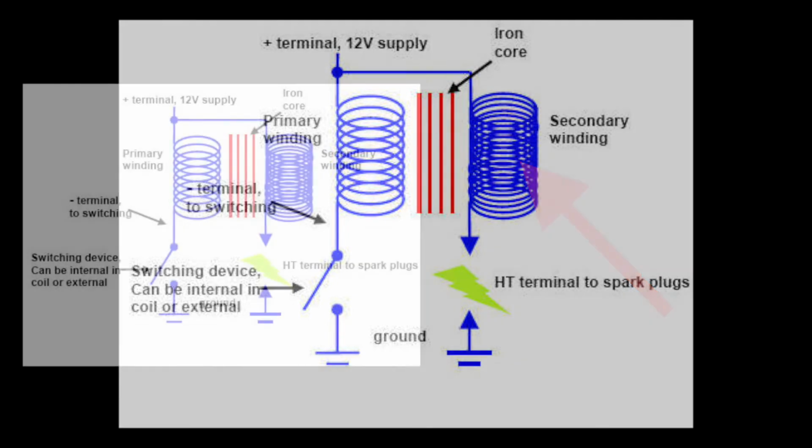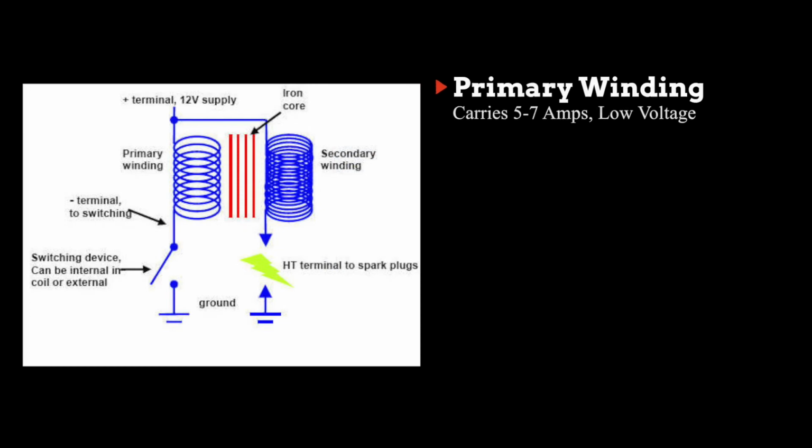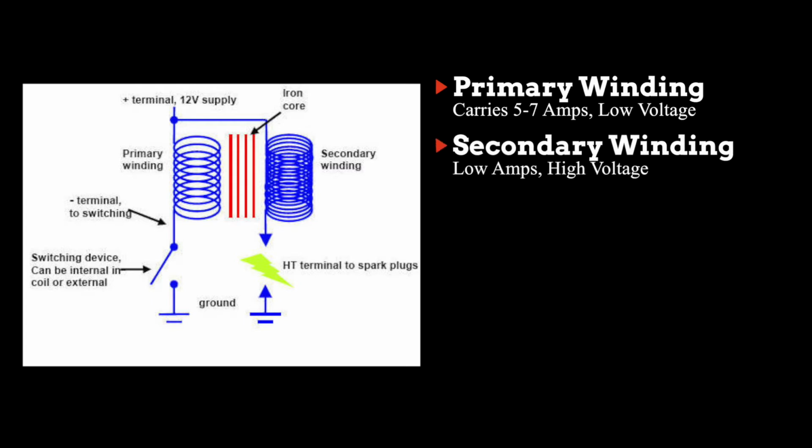Now, our primary coil is going to carry a high amperage, usually about 7 amps, but it's going to carry a low voltage. Our secondary coil is going to carry a high voltage, but low amperage. So typically it's going to carry around 30 to 35,000 volts, but it's going to carry less than 1 amp. One side of our coil is going to be connected to our 12 volt, and the other side is going to be grounded through the transistor that we just spoke about.